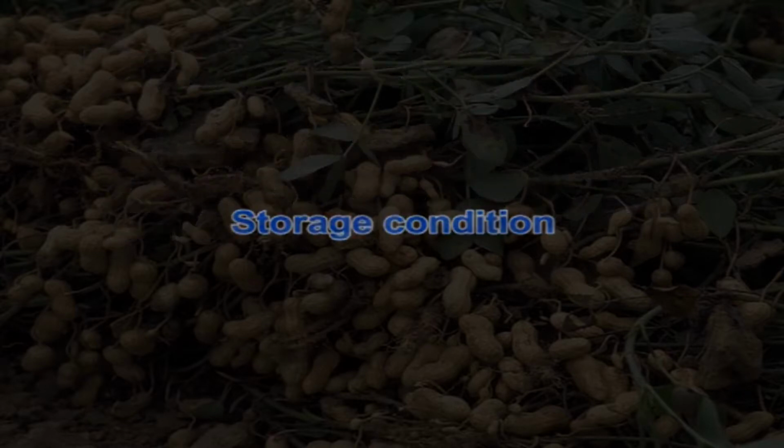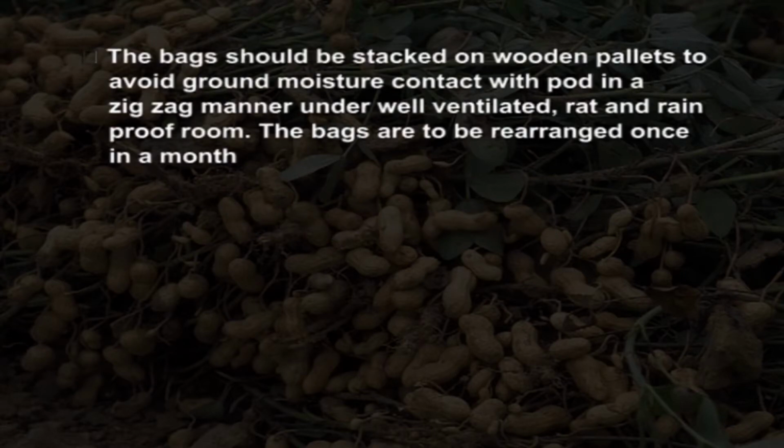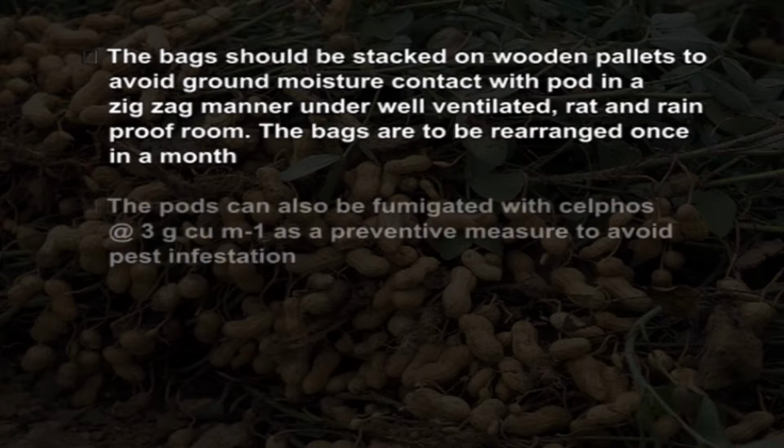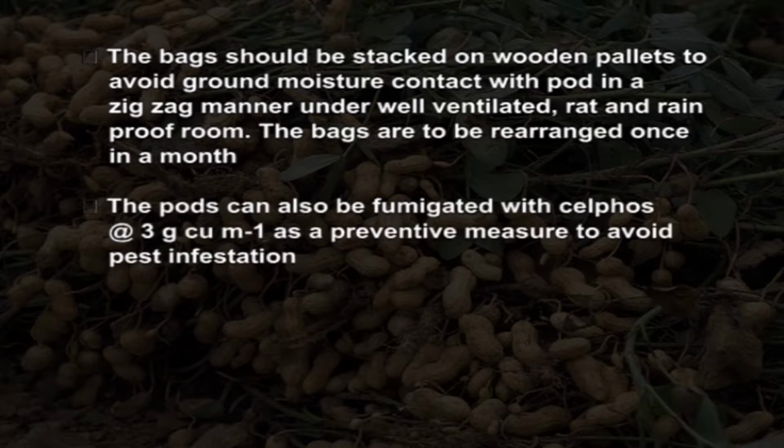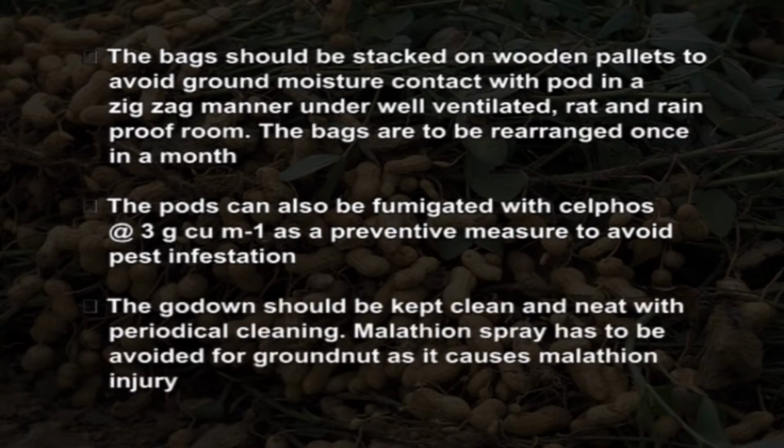Then the storage condition. The bags should be stacked on wooden pallets to avoid ground moisture contact with the pods, in a zigzag manner, in a well ventilated, rat and rain proof room. The bags are to be rearranged once in a month. The pods can also be fumigated with sulphas at the rate of 3 gram per cubic meter as a preventive measure to avoid pest infestation. The godown should be kept clean and neat with periodical cleaning. Malathion spray has to be avoided for groundnut as it affects the quality of the seed.